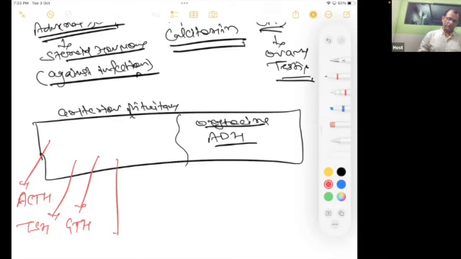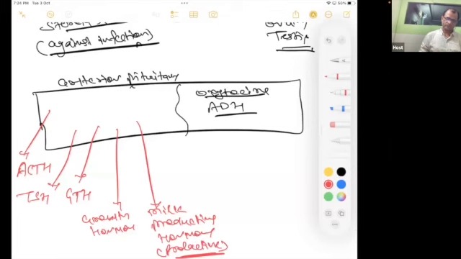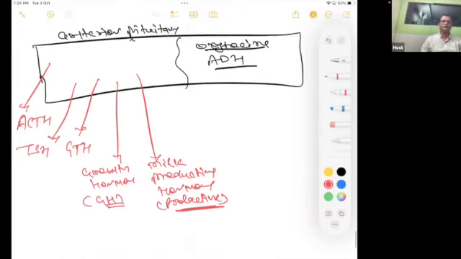And there are few other hormones also secreted by the anterior pituitary, like the growth hormone and milk producing hormone, जो महिलाओं में मिल्क का निर्माण करता है. That is called prolactin. Prolactin, growth hormone, and milk producing hormone. This much secretion is secreted by the anterior pituitary gland.